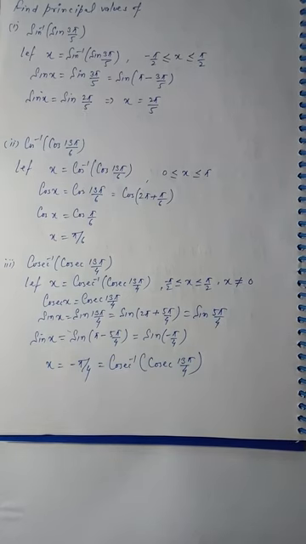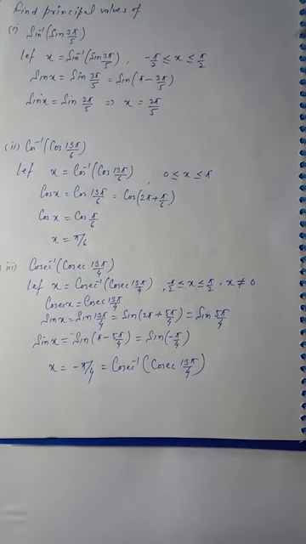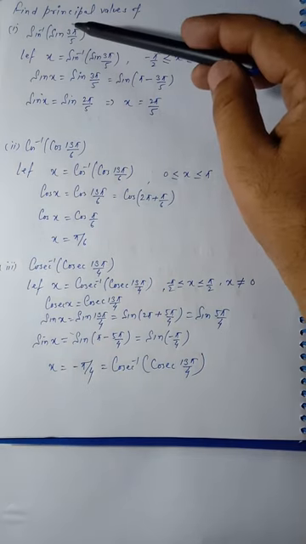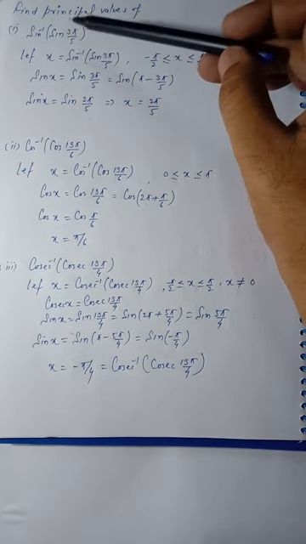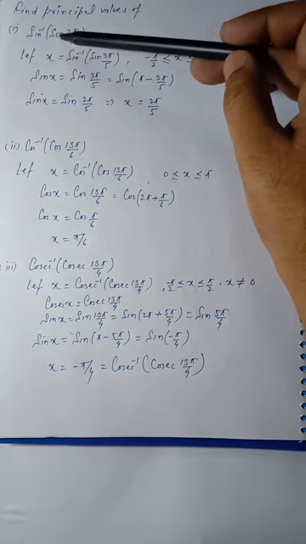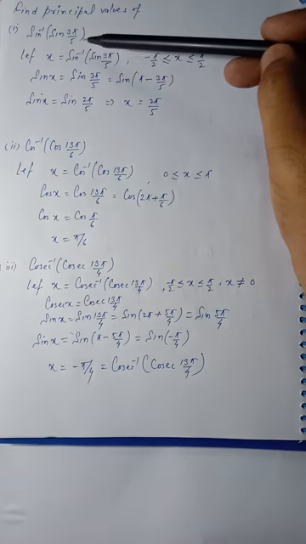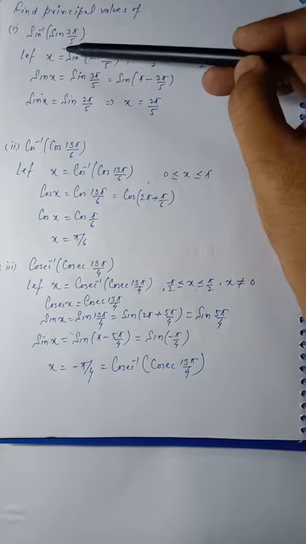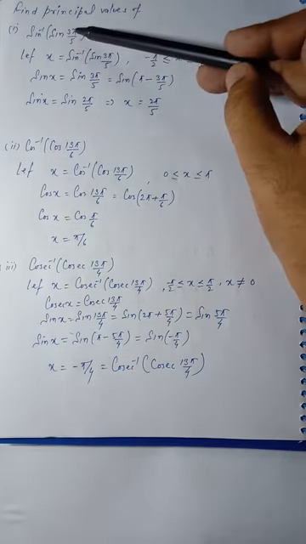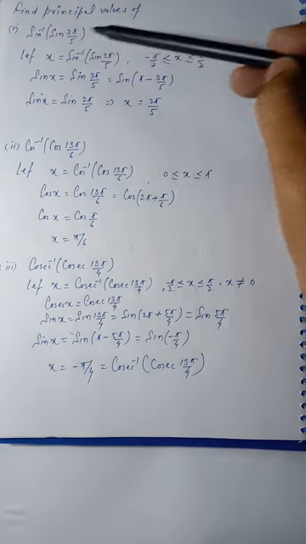Now take one more problem. Here, find the principal values of number 1, sine inverse sine 3 pi by 5. Actually, this problem you can directly solve by using a formula. We will discuss it, but here I am using the same method. If you want to find sine inverse sine of 3 pi by 5, assume the whole value is x.